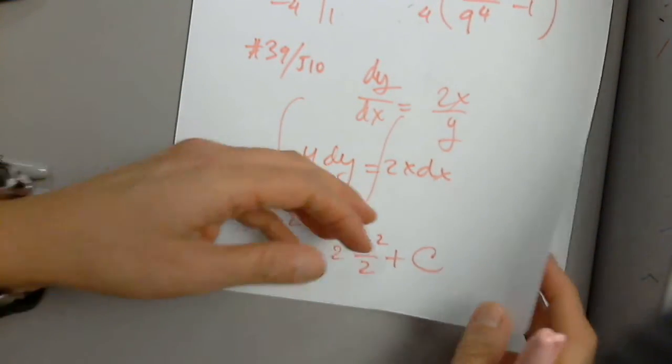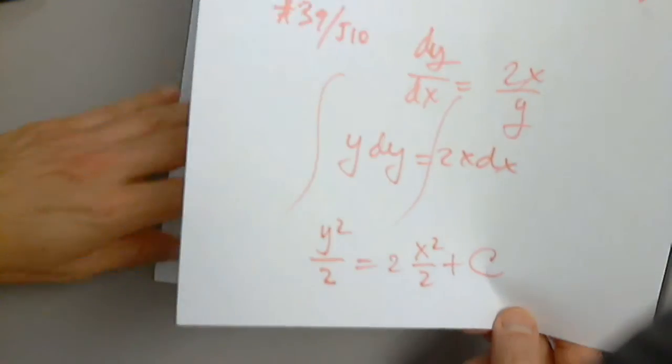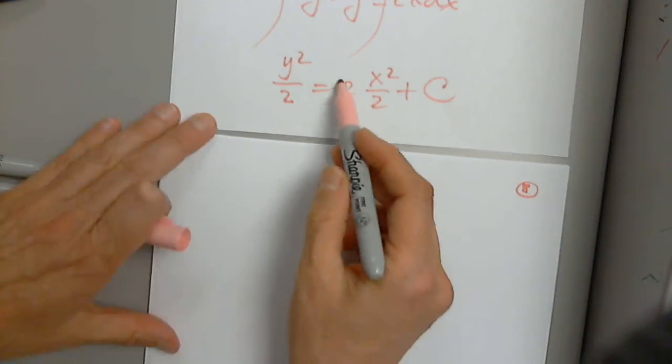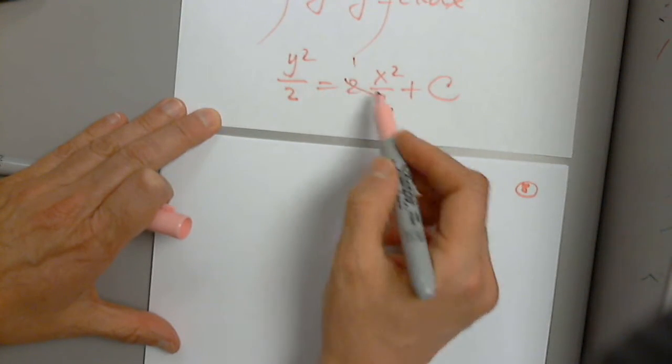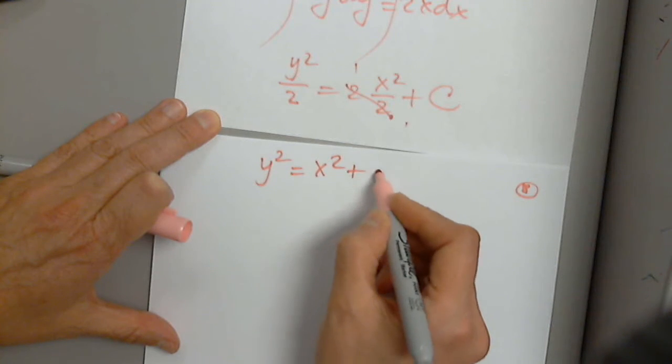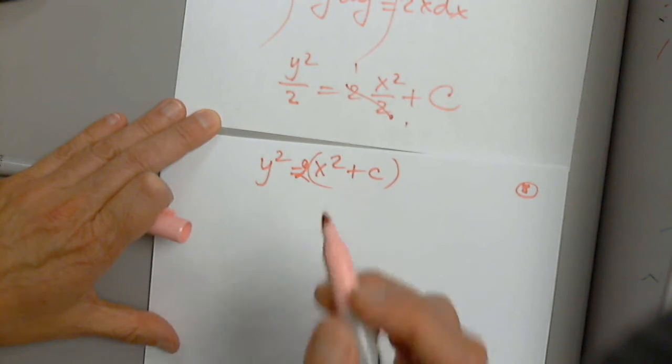Is this okay? This part I can get. Good. So then, these go away, right? 1 and 1. So I have y squared equals x squared plus c, everything multiplied by 2. Agreed?